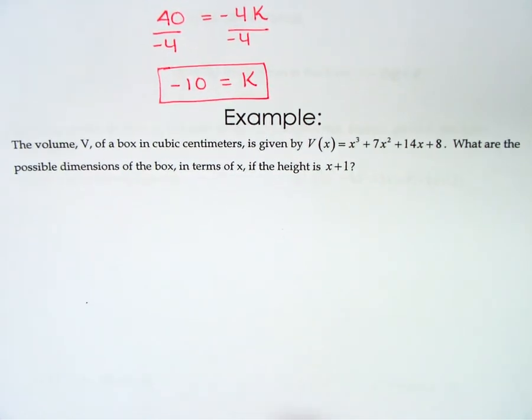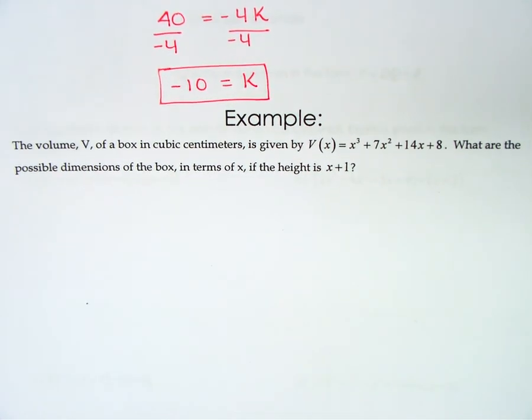Word problems, always a fan favorite. Okay, the volume is given by this polynomial. What are the possible dimensions of the box in terms of x if the height is x plus 1?